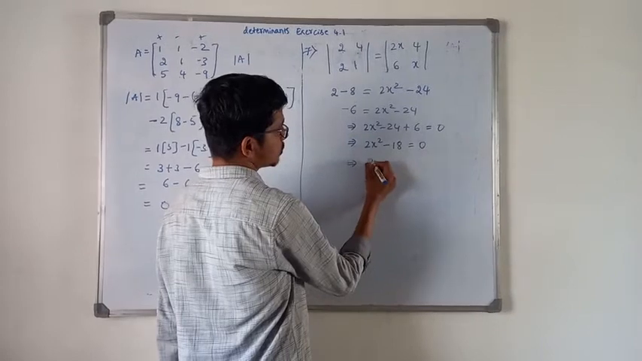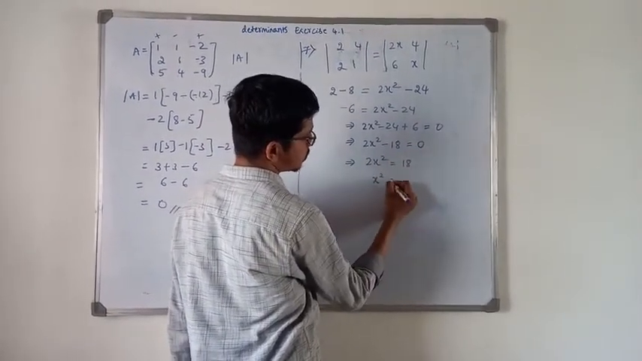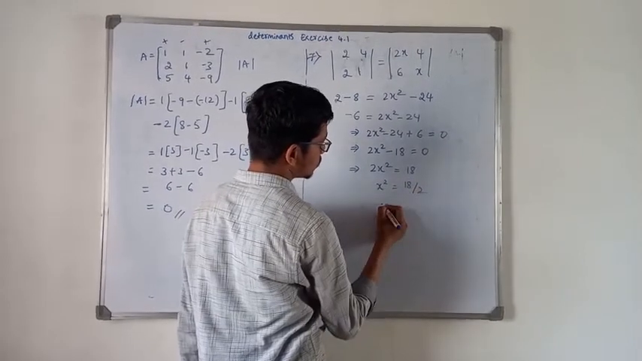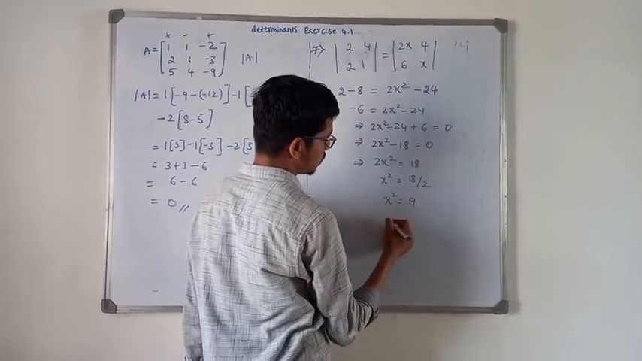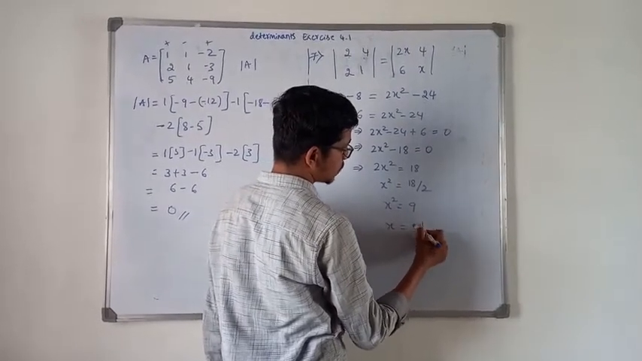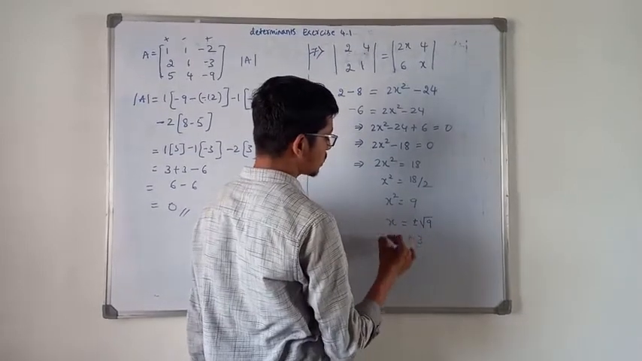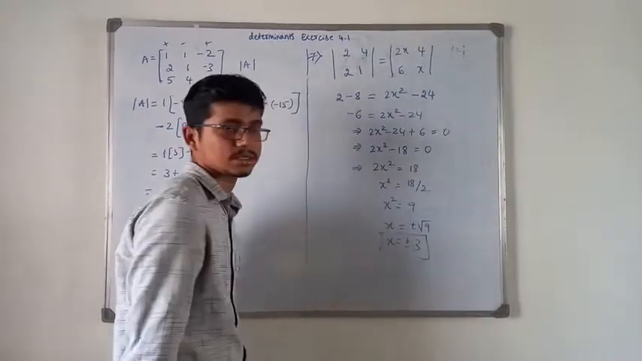This implies 2x square is equal to 18. X square is equal to 18 divided by 2. X square is equal to 9. X is equal to plus or minus square root of 9. X is equal to plus or minus 3. Here the value of x is plus or minus 3.